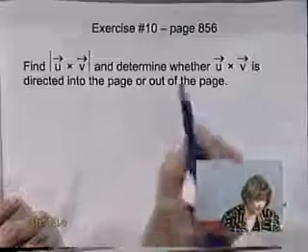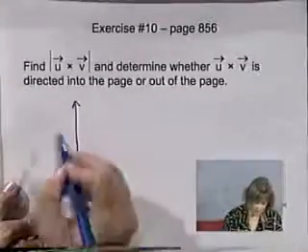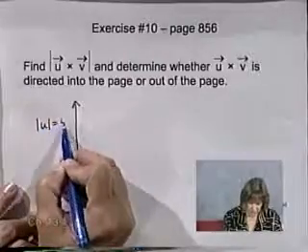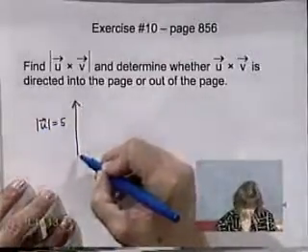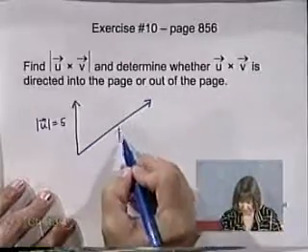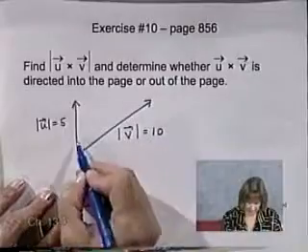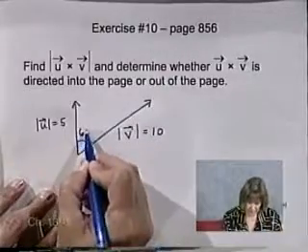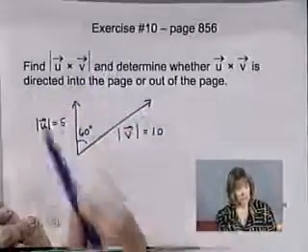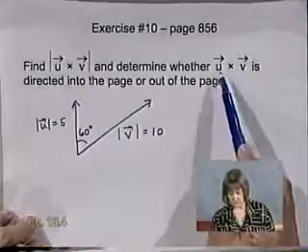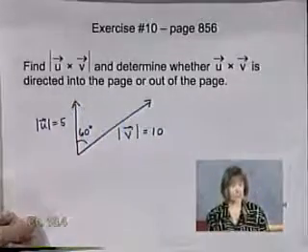In number 10, we have a vector going this way, and they say the magnitude of U is 5. And they have vector V going this way, and the magnitude of V is 10, and then the angle between them is 60 degrees. They want us to figure out the magnitude of U cross V, and whether U cross V is directed into the page or out of the page.